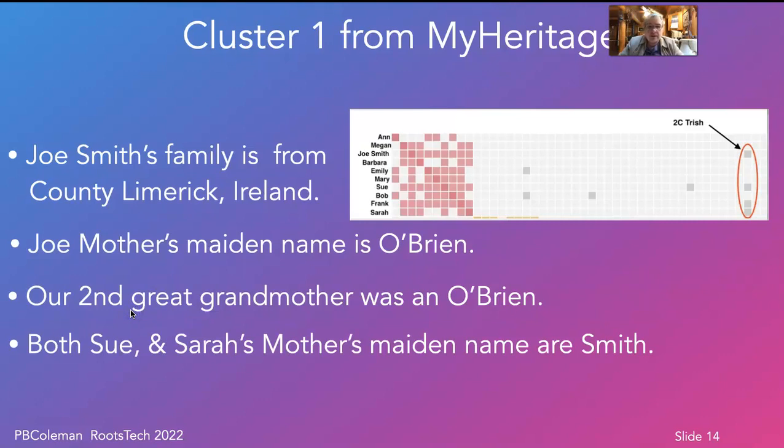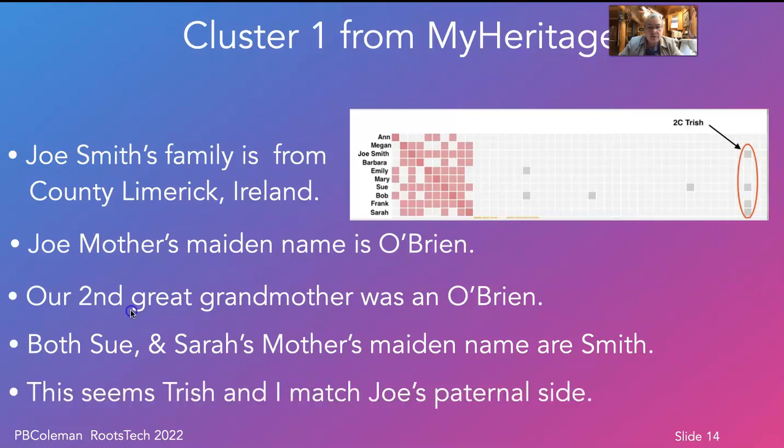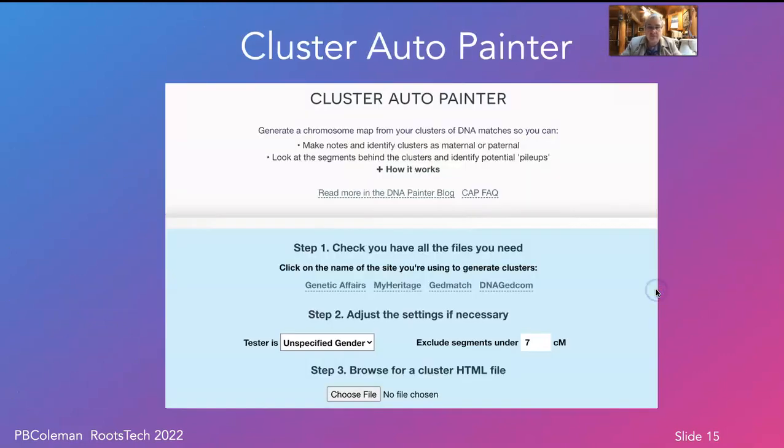However, looking at the cluster and looking at the MyHeritage profiles that people in this cluster had provided of their information, I found that Sue and Sarah's mothers both had a maiden name of Smith. So that tells me that this cluster has to be on Joe's paternal side, which is not at all what we expected, and that Trish and I must match him on the paternal side.